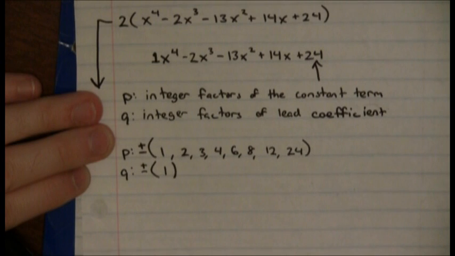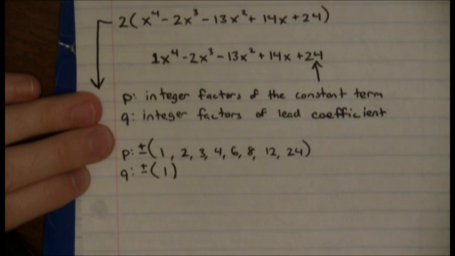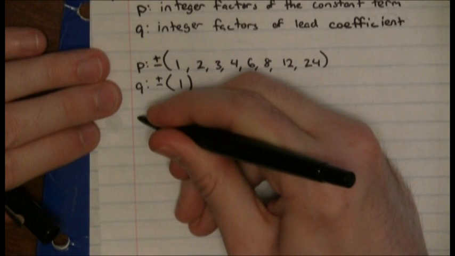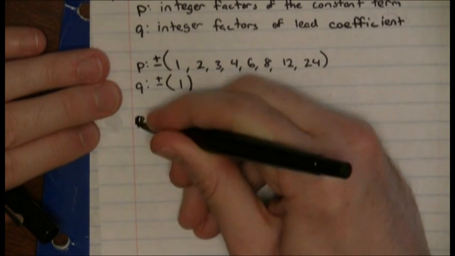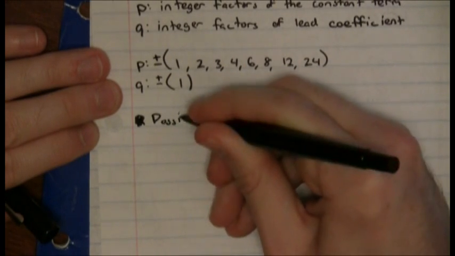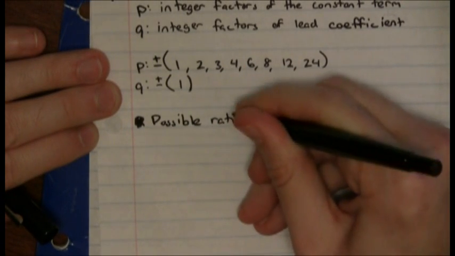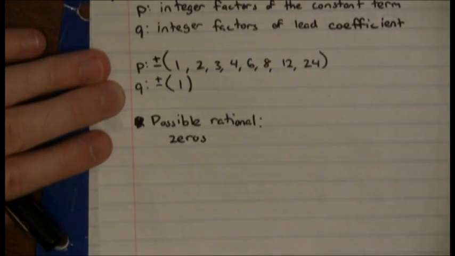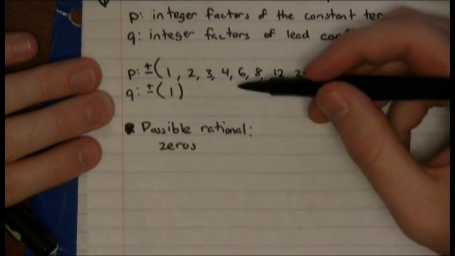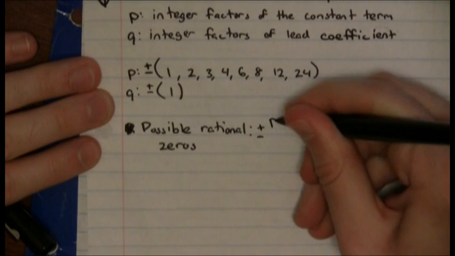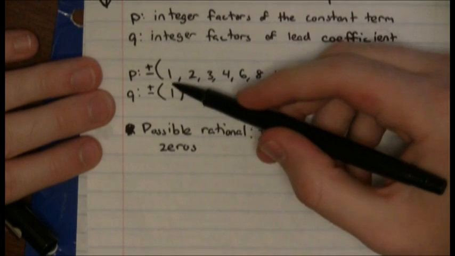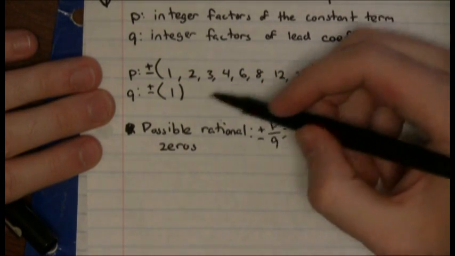Now, we need to compile a list of what are called possible rational zeros. And to do that, we're going to list every single possible P over every single possible Q. So we make that list like this. We do possible rational zeros. And to do that, what we go ahead and do is we list every single combination of plus or minus P over Q. And to get that list, all I'm going to do is just go through here and go 1 over 1, 2 over 1, 3 over 1, 4 over 1, 6 over 1, etc.